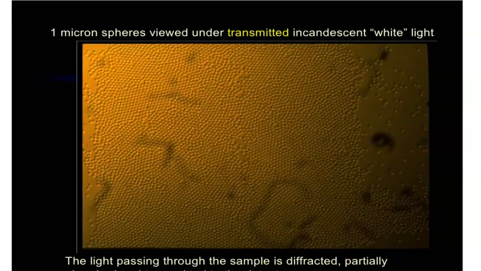All right, so here's an example of how fluorescence can be used. This photo is 1 micron spheres, and this is being used under transmitted or incandescent white light, what you would normally see in a microscope if you were just shining the light through and looking at it. The light passing through the sample is diffracted, partially absorbed, and transmitted to the detector, whether the detector is your eye or a photo.